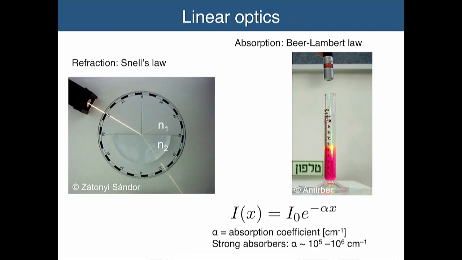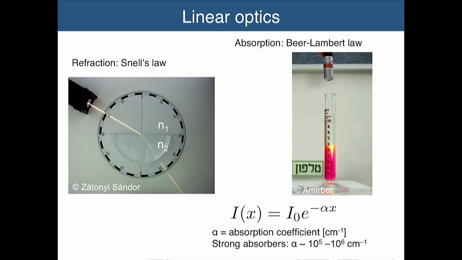All right, so let's come back and discuss a little bit about linear optics, just to introduce the coefficients that we're going to calculate today. Linear optics primarily deals with refraction and absorption. Here's an example of Snell's law: the refractive index tells you how light bends when it crosses from one material to another. And for absorption, here's an example of a laser pointer pointing at a solution. You see an exponential decay of the intensity of the beam as it gets absorbed in the material.